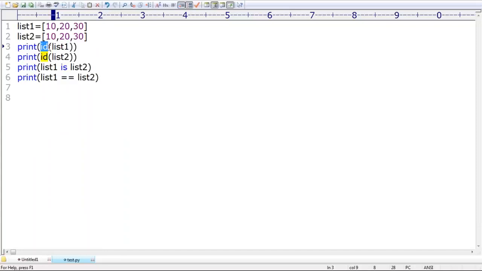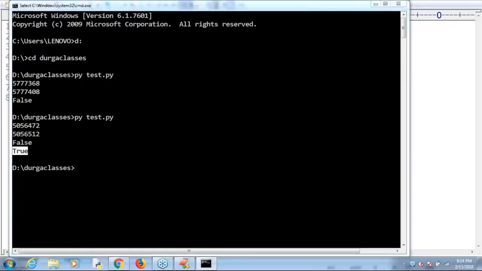Next, Praveen is asking, is id a keyword or a function? Make sure, sir, it is a function, because we are passing some argument. Yes, it is a function, an inbuilt function in Python. The id function is only used to find the address of an object. Remember, everyone can understand?